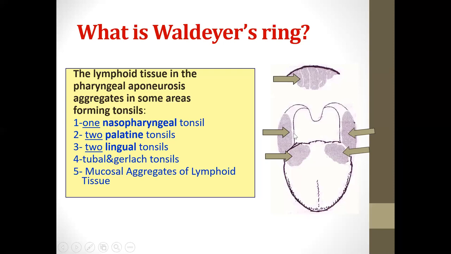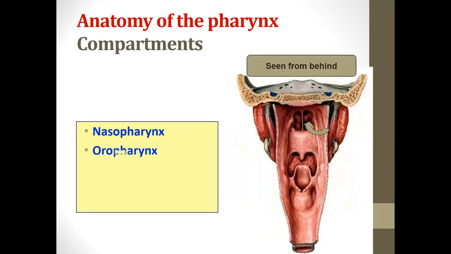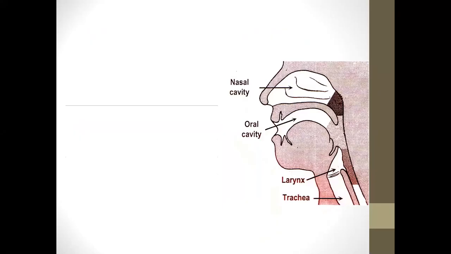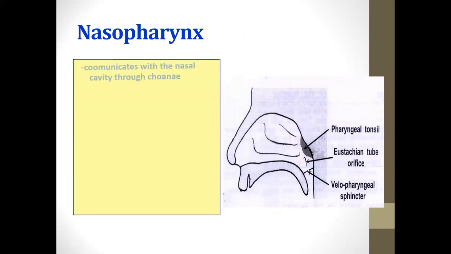Those are the five groups of lymphatic tissues that congregate and form what we call the Waldeyer's ring. The nasopharynx is what we have seen. The nasopharynx communicates with the nasal cavity through the choanae. And it extends from the skull base superiorly to the soft palate inferiorly.